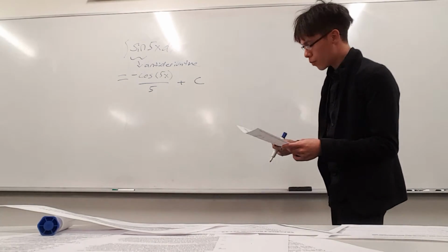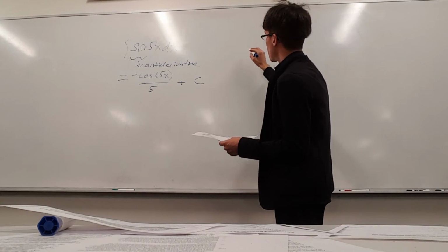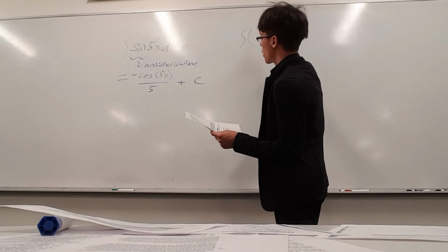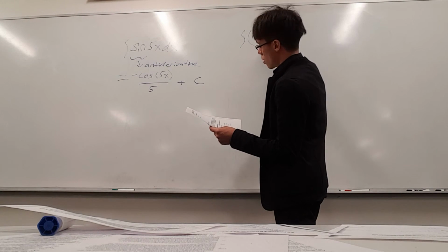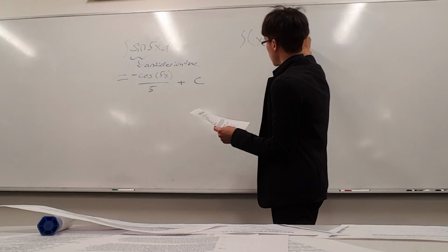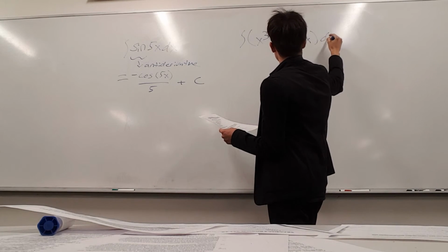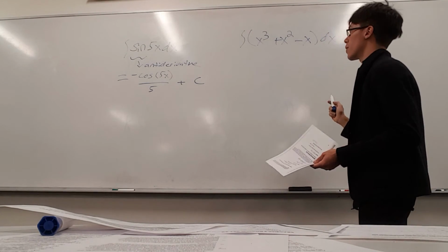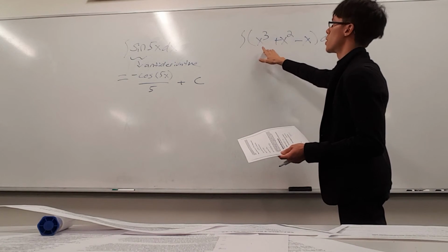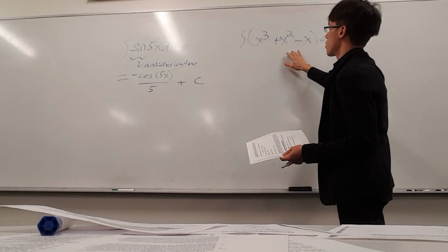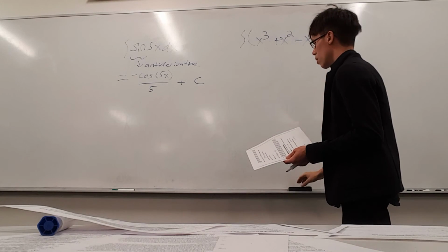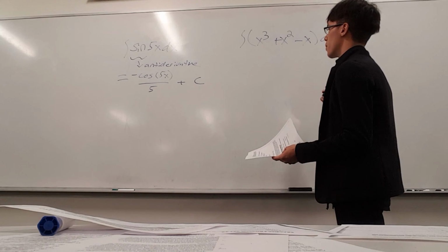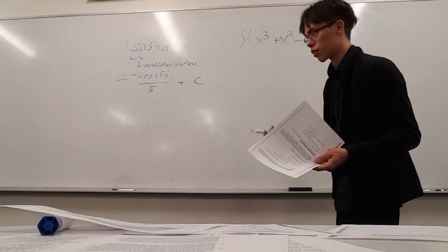And I will conclude with doing an extended polynomial example, that is evaluating the integral of x cubed plus x squared minus x dx. By one of the rules that I just erased, x cubed is integrable, x squared is integrable, and so is negative x. And so the sum of these is going to be integrable, and we can separate them into the sum of each of their respective integrals.